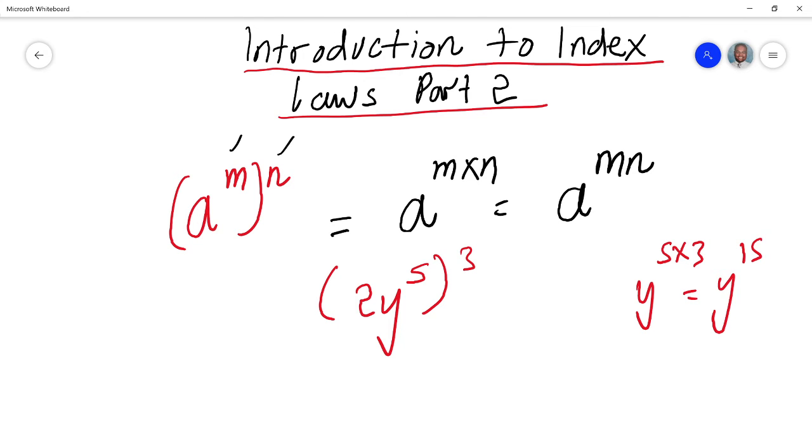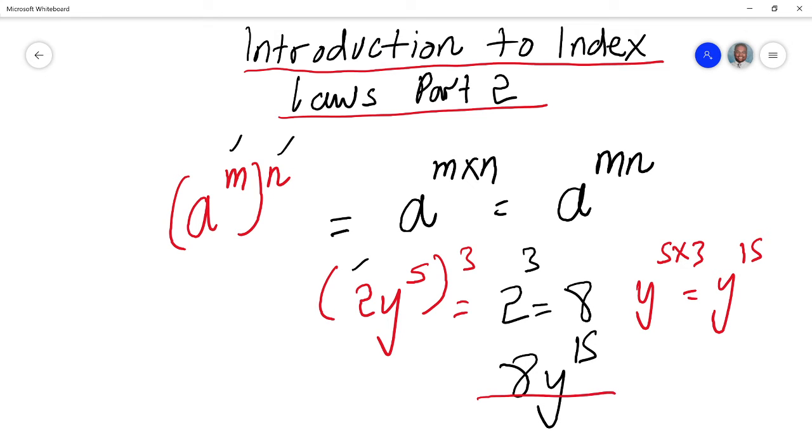But you have to remember that there's also a 2 there, so we've got to deal with 2 to the power 3. Using a different color, that would be 2 to the power 3. Why? Because you've got that 2 to the power 3, which is the same as 2 times 2 times 2, and that becomes 8. So your answer eventually becomes 8y to the power 15.